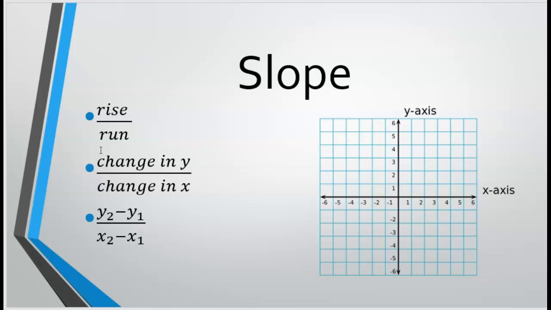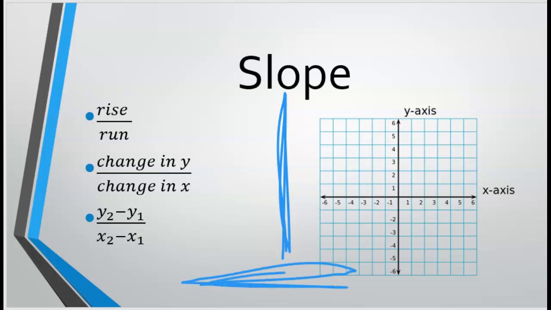When you think about the word rise, rise goes this way. Run is this way. So we're talking about the vertical over the horizontal. So change in y, the y-axis is the vertical, the change in x is the horizontal. So that's the idea. And when we think of the word change, that is subtraction.